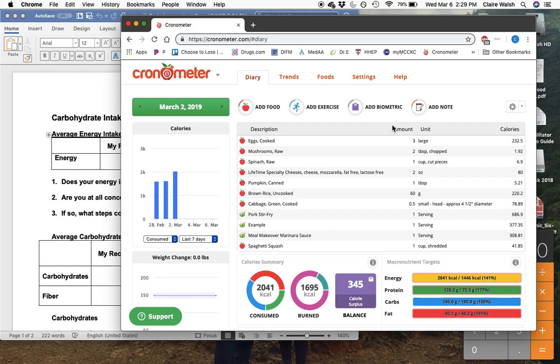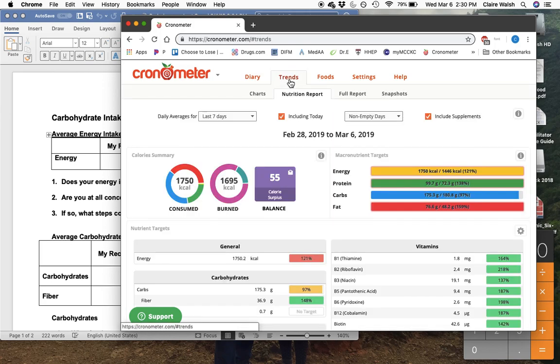So you can see here, I'm just in the diary portion of Chronometer. So this is the home screen. I've added 3 days worth of food. And then I'm going to go to trends. Note that these 3 days are within the last 7 days. That is important for what we're doing right now. So I'm going to go to trends and choose nutrition report.